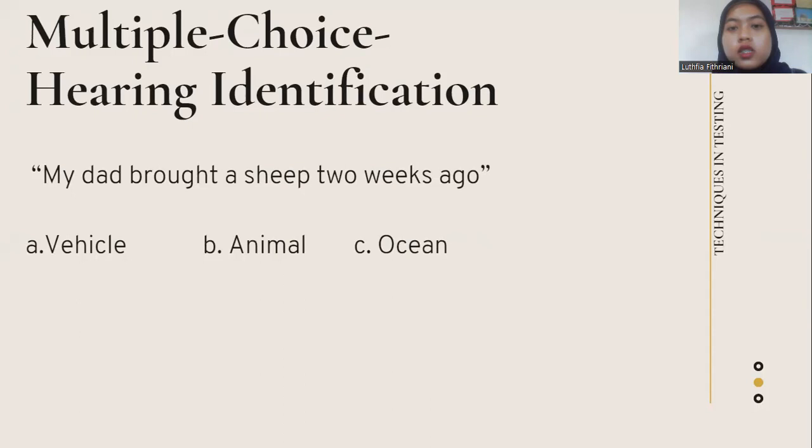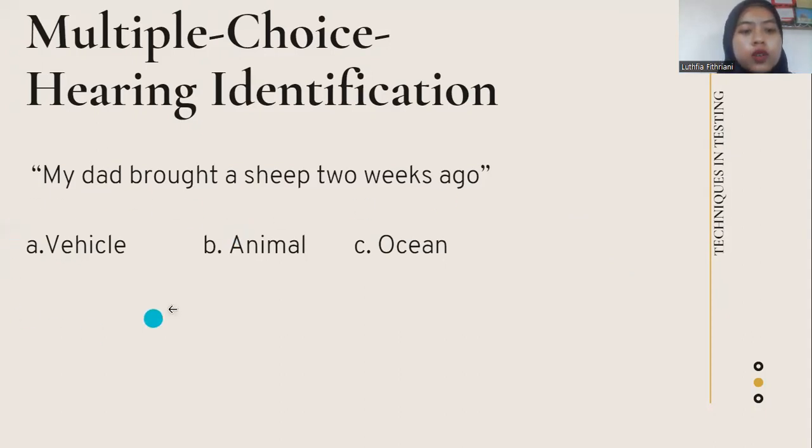Now we will move to the second type of pronunciation test. It is called multiple choice hearing identification. What does it mean? So in this test, the teacher makes the student listen to each sentence and choose the best paraphrase of what they heard. For example, the teacher will say, my dad broke a sheep 2 weeks ago. So the students are required to choose the best paraphrase of what has been said by the teacher.